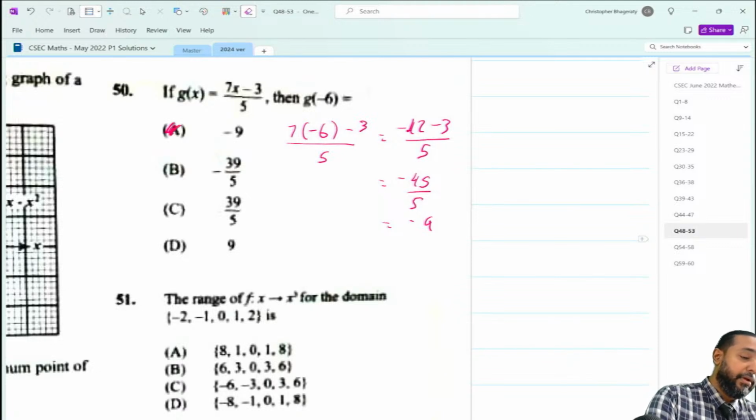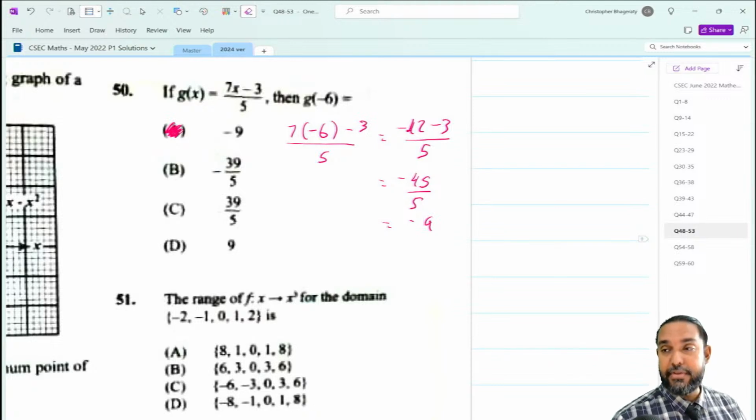Option E. If you see me make any mistakes, please let me know. It's no problem. Right now, battery is low. 50 is A. Good job, Nikki C.